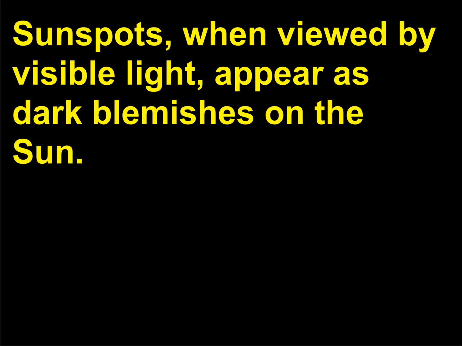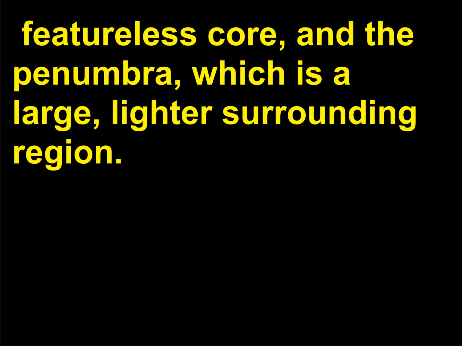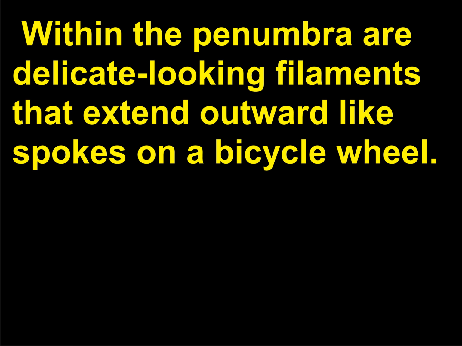Sunspots, when viewed by visible light, appear as dark blemishes on the sun. Most sunspots have two physical components: the umbra, which is a smaller, dark, featureless core, and the penumbra, which is a large, lighter surrounding region. Within the penumbra are delicate-looking filaments that extend outward like spokes on a bicycle wheel.